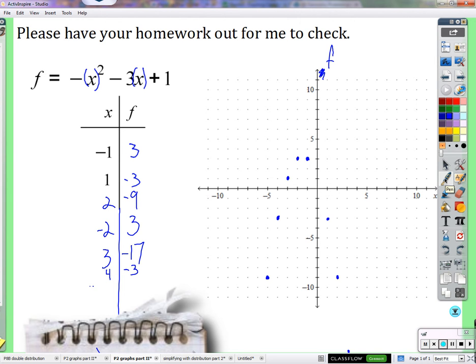Here's one we should be able to do in our heads. What if we plug 0 in for x? 0, 0, 0, +1, 1.